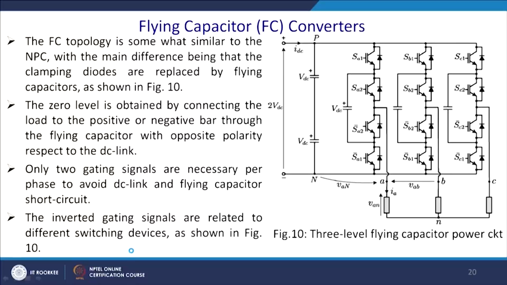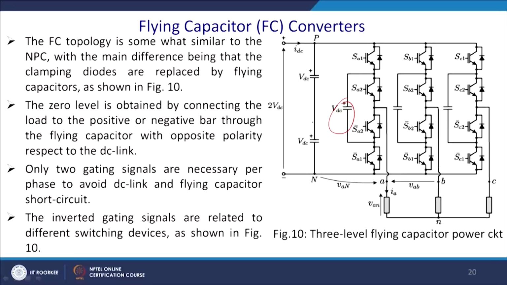Now, the flying capacitor. The FC topology is somewhat similar to the NPC. There is a flying capacitor, and the number of flying capacitors is almost half the number of clamping diodes. So, this is one of the advantages, that the number of capacitors is less, with the main difference being that the clamping diode is replaced by the flying capacitor, but with a reduced number.